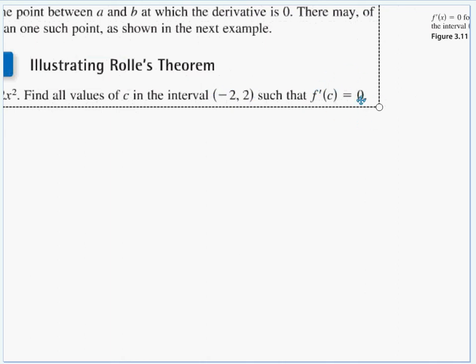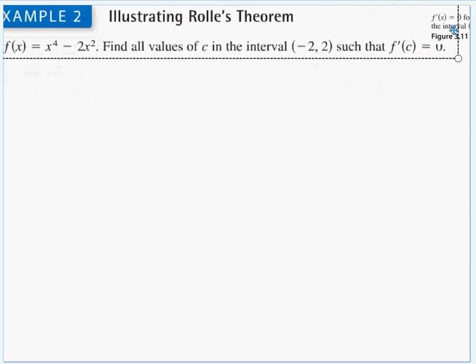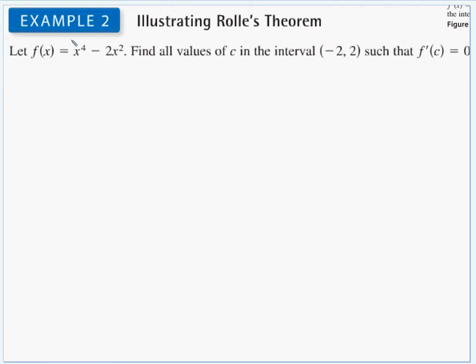Now first, just to make sure that Rolle's theorem is going to apply, we're going to check our endpoints. We're going to make sure that f of a does equal f of b, because if that's not the case, we cannot use Rolle's theorem. So we're going to check our endpoints, -2 and 2. So we're going to do f of negative 2.